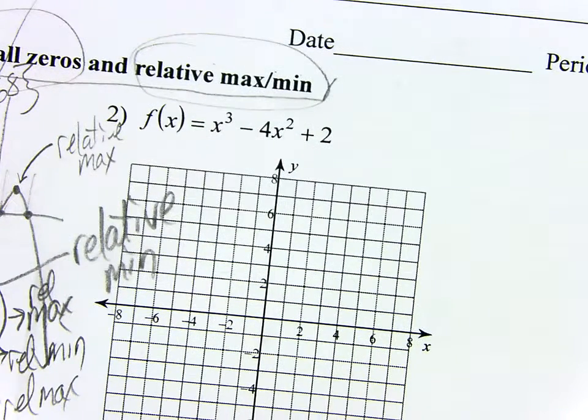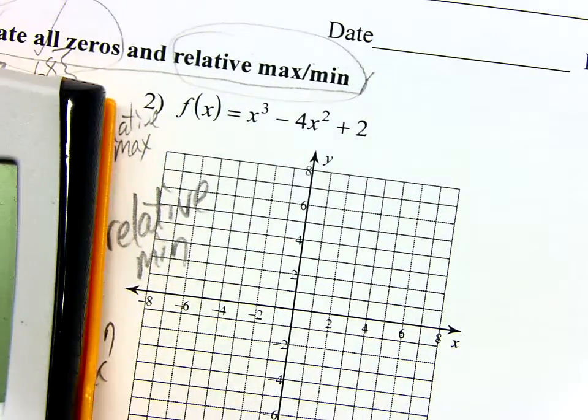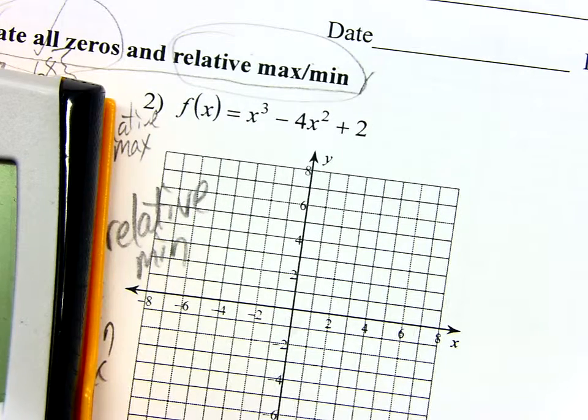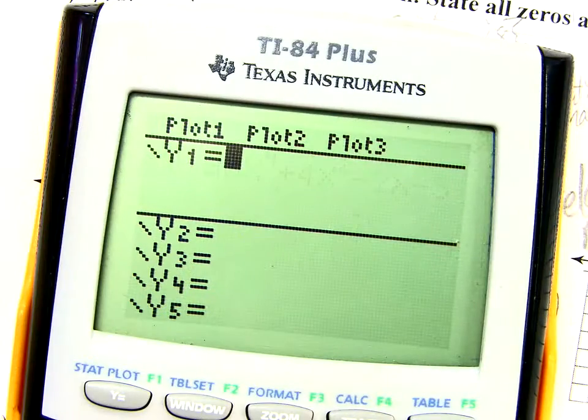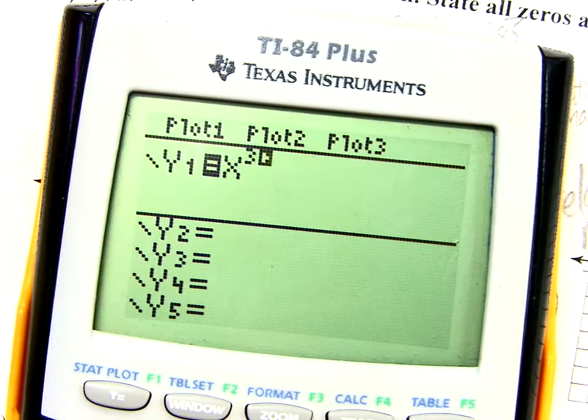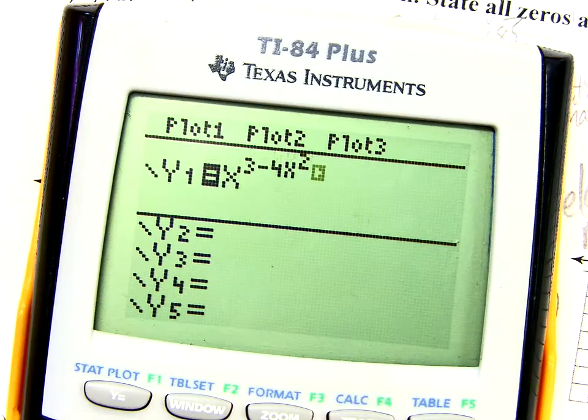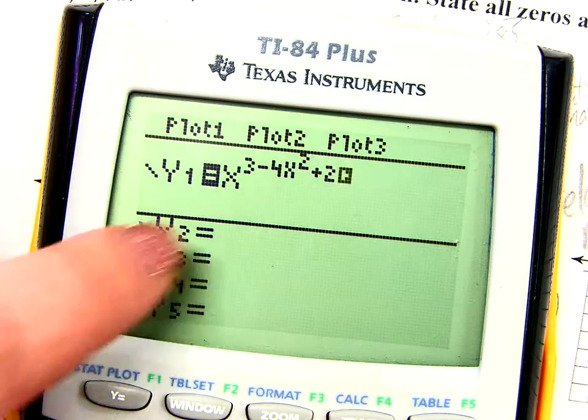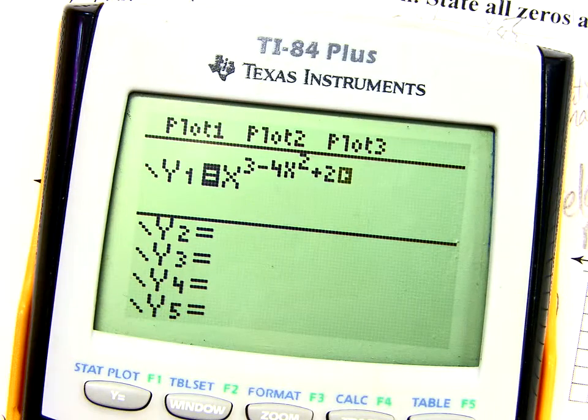Where am I going to go to type that in? You hit y equals. We can clear the old stuff because I don't care about that one anymore. And now I'm going to type in the new one. So go ahead and type that in. Oh, shoot. If you have this calculator, see the mistake I made? Ugh, you have to come down out of the exponents. Ugh, I'll never get used to that.